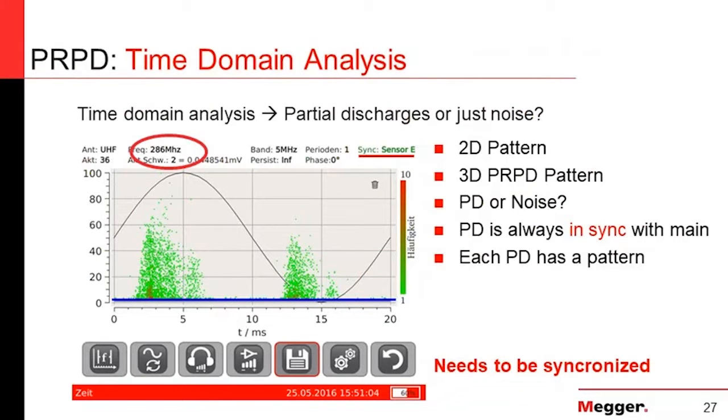Time domain analysis is very effective because PD is always in sync, not always, but 99% of the time PD should be in sync with the voltage supply. It could be a 2D pattern or 3D pattern, and then we can assess the shape and the pattern of the PRPD partial discharge and say, okay, which kind of partial discharge we have. First, whether we have a partial discharge. Second, which type of partial discharge we have. Is it corona? Is it void? Is it cracking? Is it something else?